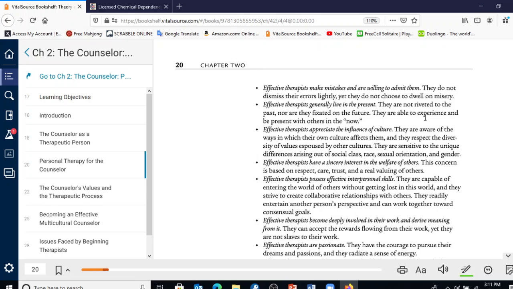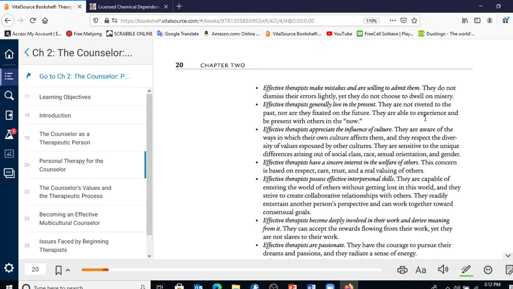Effective therapists have a sincere interest in the welfare of others. Notice that he's not saying that they are able to fake a sincere interest in the welfare of others, but you have it. Rogers speaks a lot of this in his approach to counseling. He calls it unconditional positive regard. Human beings have a value, period. Because they're alive, they have a value. If you recognize this, then your interest in the welfare of others should increase.